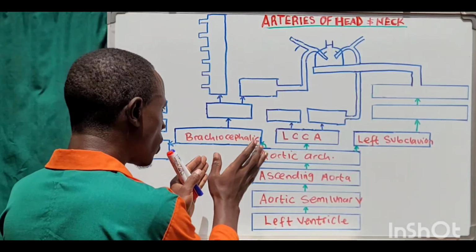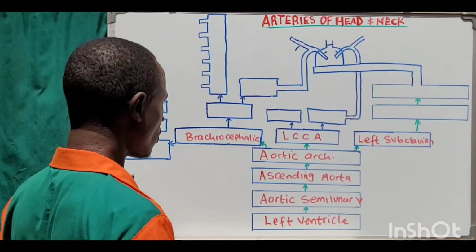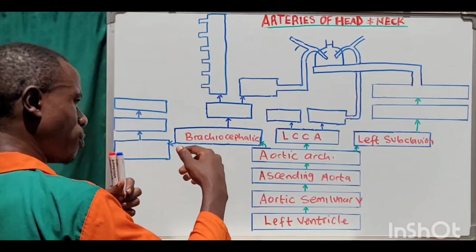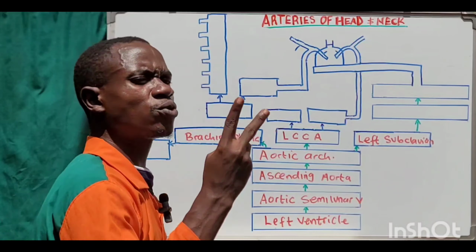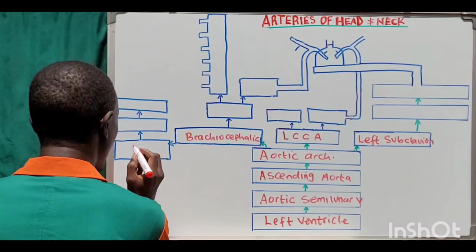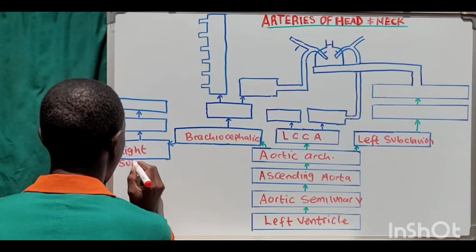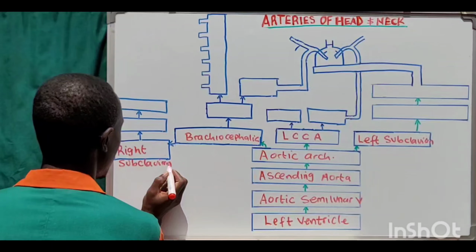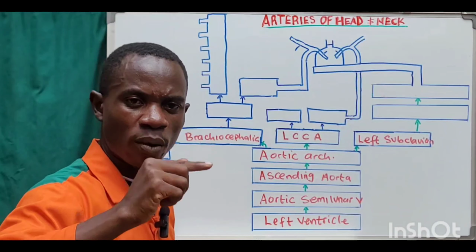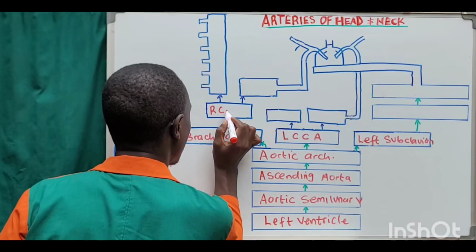Of course, when they come off from the aortic arch directly, they start giving off different branches. What are these branches? The brachiocephalic artery, also called the brachiocephalic trunk, gives off two main branches. The first one is the right subclavian artery, and another one is the right common carotid artery.